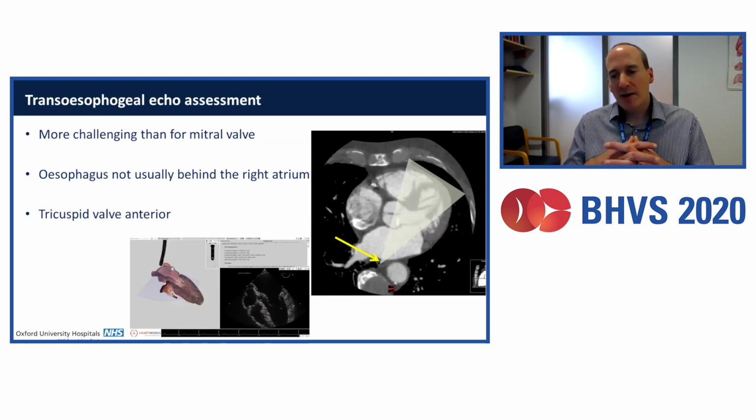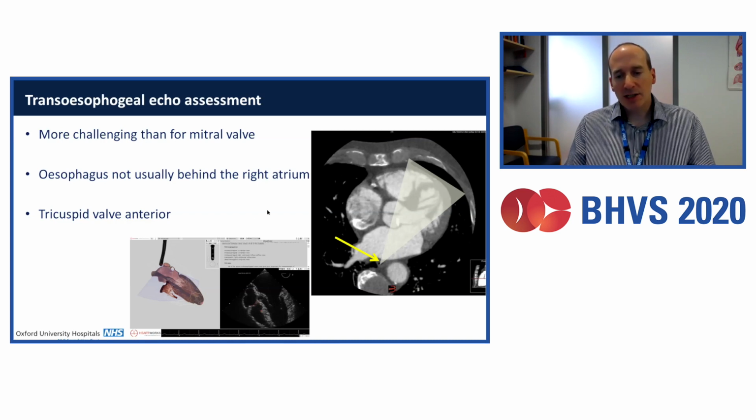TOE of the tricuspid valve is the next step if you're evaluating a patient in detail. It's more difficult than for the mitral valve, and the simple reason for that is that the esophagus does not traverse behind the right atrium in the same way it does the left atrium. And if you take a conventional mid-esophageal view, which gives you beautiful orientation for the mitral valve, left ventricular outflow tract, you can see here that the tricuspid valve is frequently out of plane.